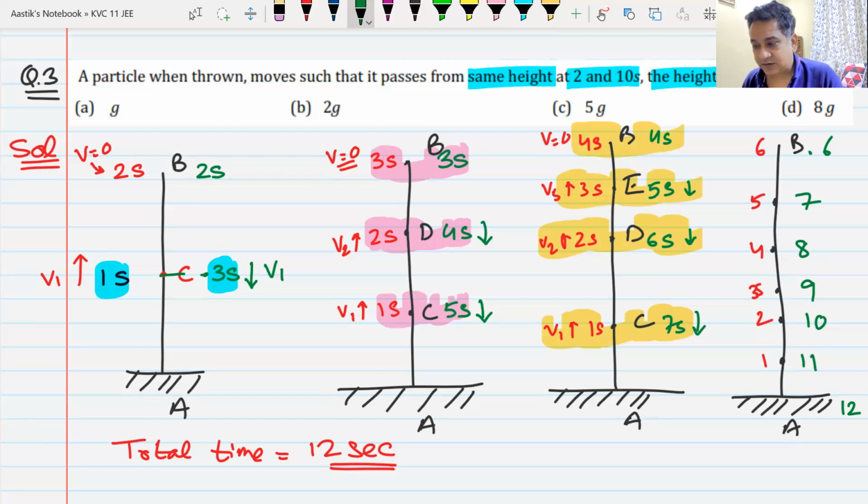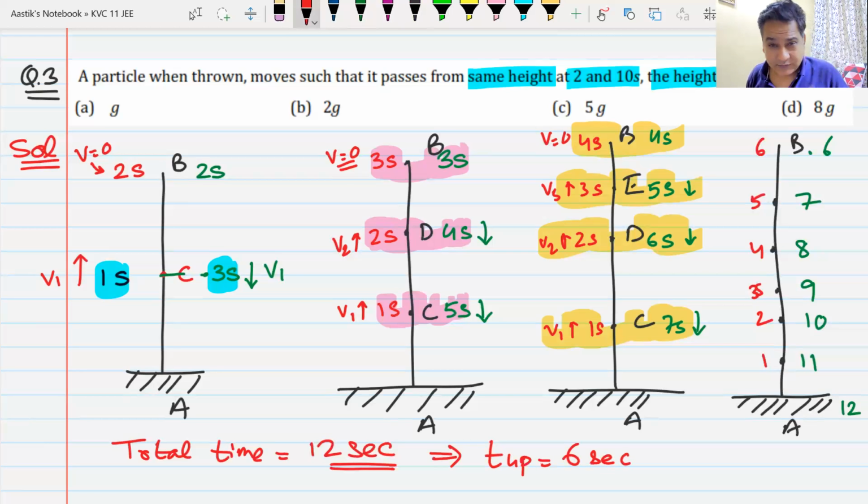Do we understand this, or has this gone above our head, saying bye bye? I'm going. Total time of flight is 12 seconds. So what is the time taken to go up? Time taken to go up is half of this. That is 6 seconds.